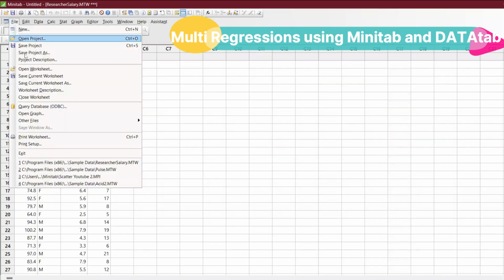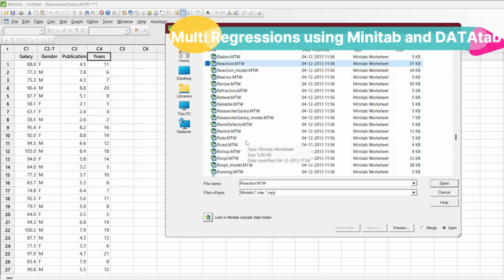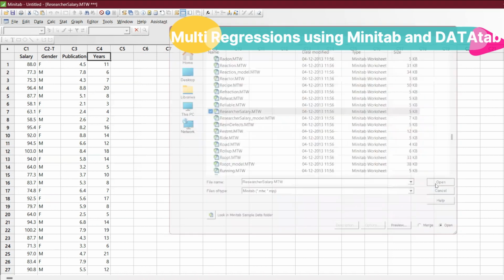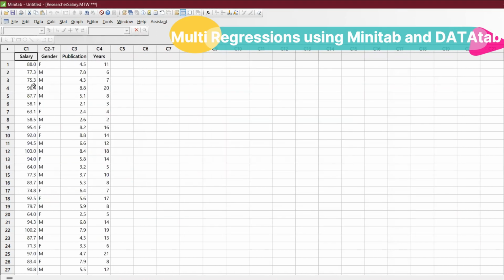Go to file and you can go to open worksheet, and there is something called look in Minitab sample data folder. Have a click and look for R. So this is the one which I'm going to search, researcher salary. Open up. I have already opened the file. Let me reopen that. Okay, this is a salary.